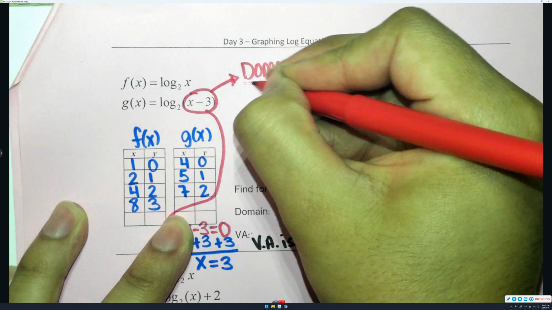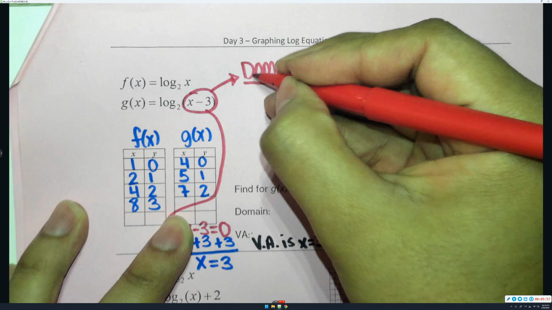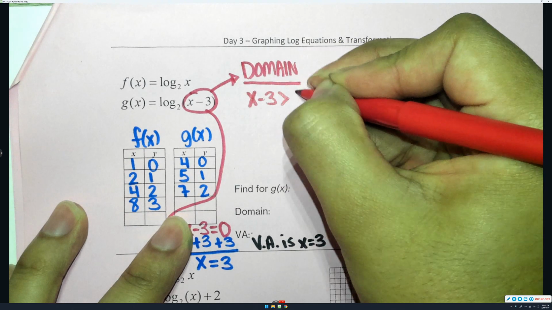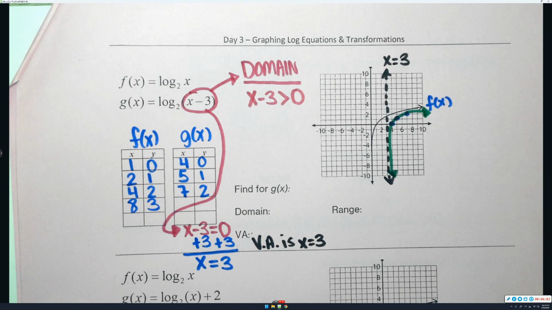And we're going to set these terms to be greater than 0. So we have x minus 3 is greater than 0. Why am I writing down greater than 0? Well, because the domain of all log functions is strictly positive. Okay? All right?